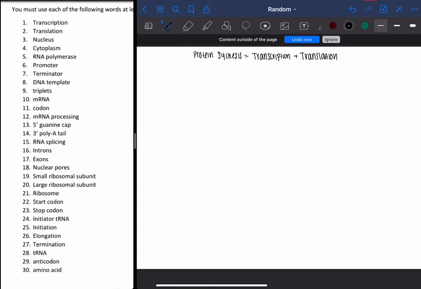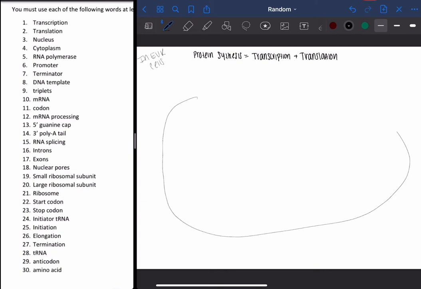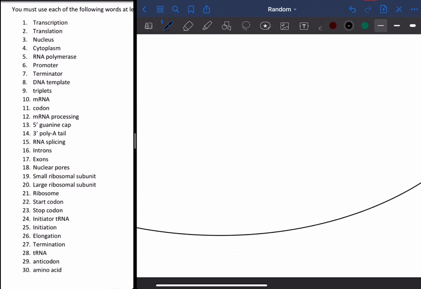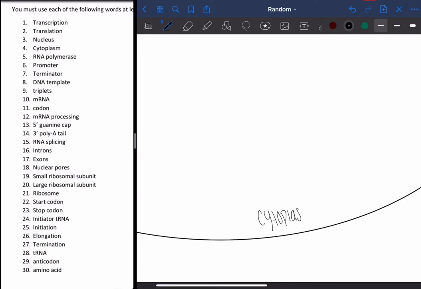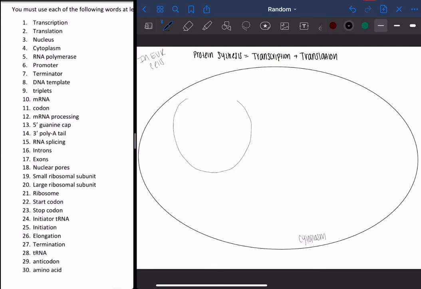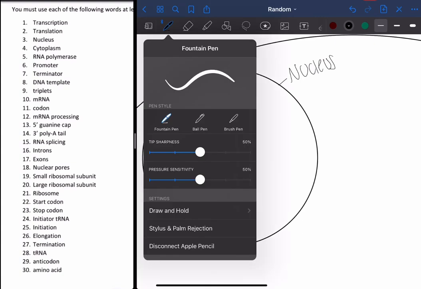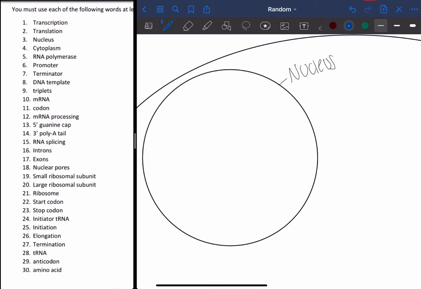Okay. So we're going to begin with basic cell structure. This is going to be in eukaryotic cells. So the surrounding area is going to be cytoplasm. And we also have our nucleus. From here, we also have our DNA. Okay, so this is our DNA.